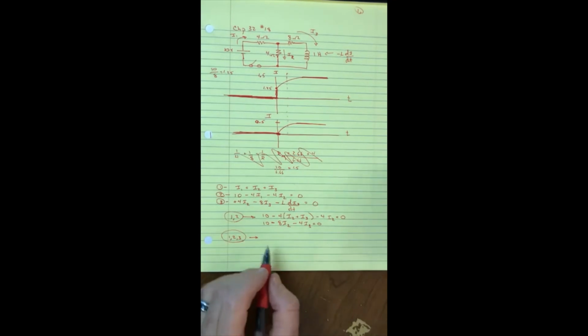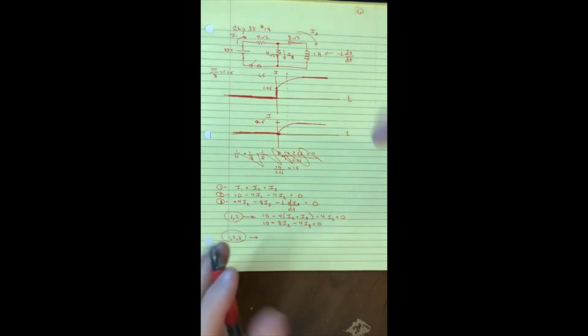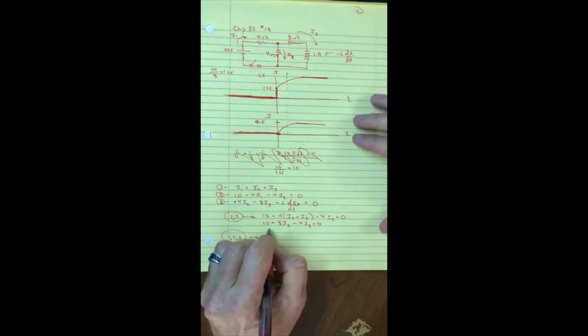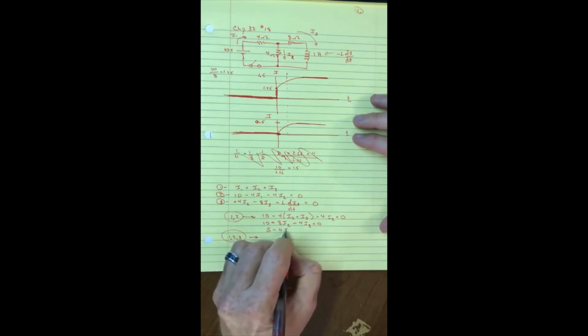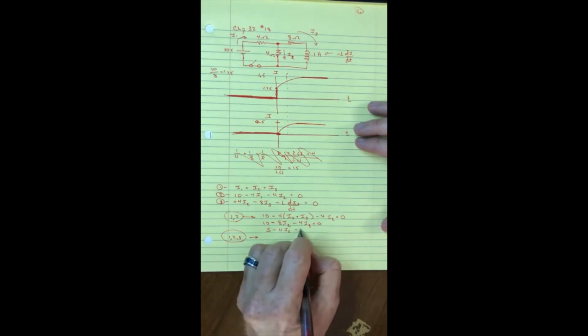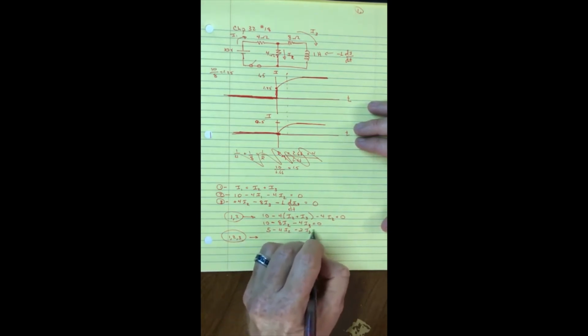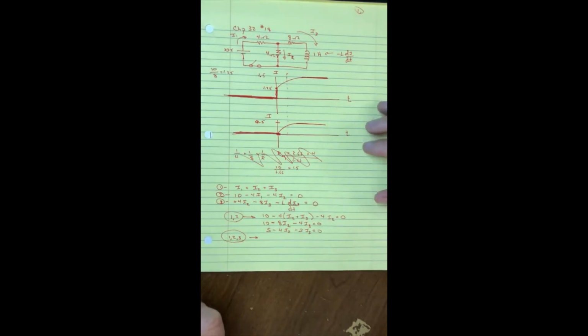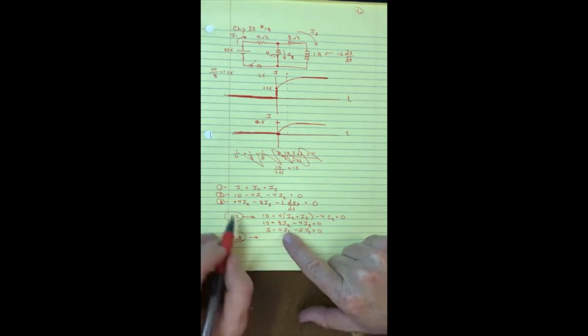Now, maybe even before I do that, watch this little quick step. I'm going to divide by 2. So this becomes a 5. This becomes a minus 4 I2. This becomes a minus 2 I3 equals 0.